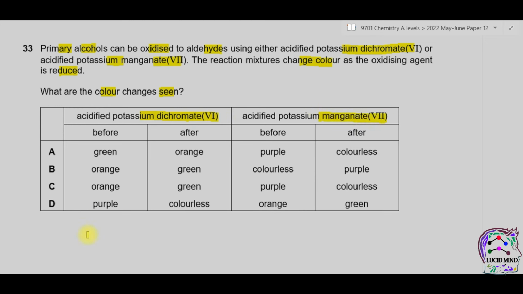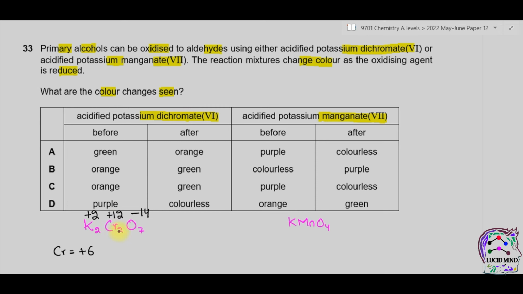Let's first write down the formulas. We have potassium dichromate, K2Cr2O7. Potassium manganate(VII) is KMnO4. The oxidation state of chromium before and after oxidation: we can see we have 7 oxygen, so it is -14. We have 2 potassium, so it is +2. In order to balance negative and positive charges, chromium must be +12. So if 2 chromium are +12, then 1 chromium should be +6. So this is before oxidation.